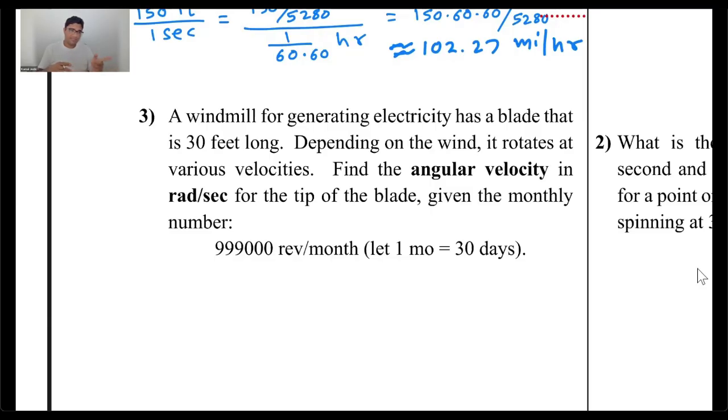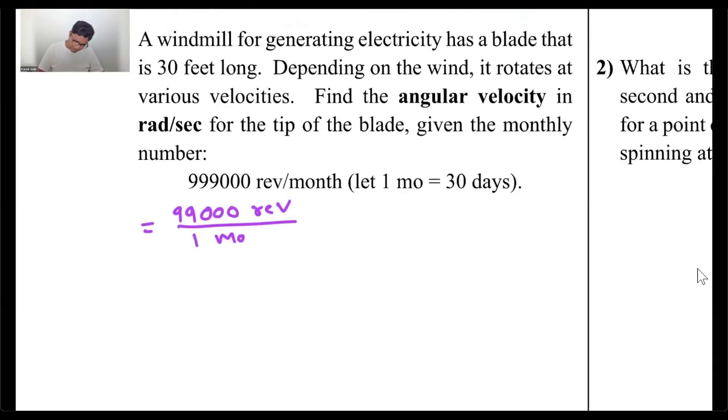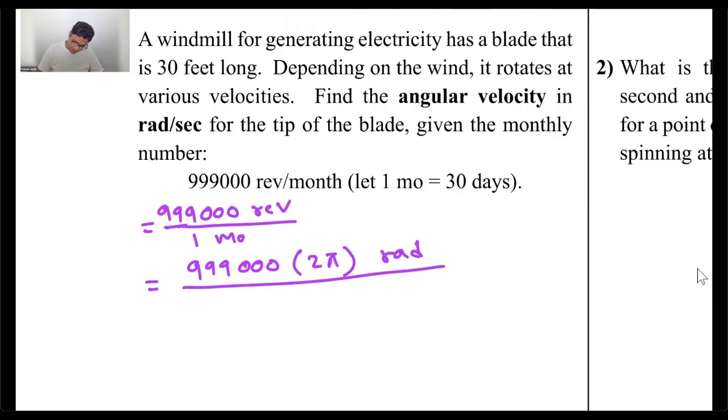Now convert that to radians per second. So this is 999,000 revolutions per month. Convert to radians per second. Now one revolution is 2 pi radians, and 1 month is 30 days.